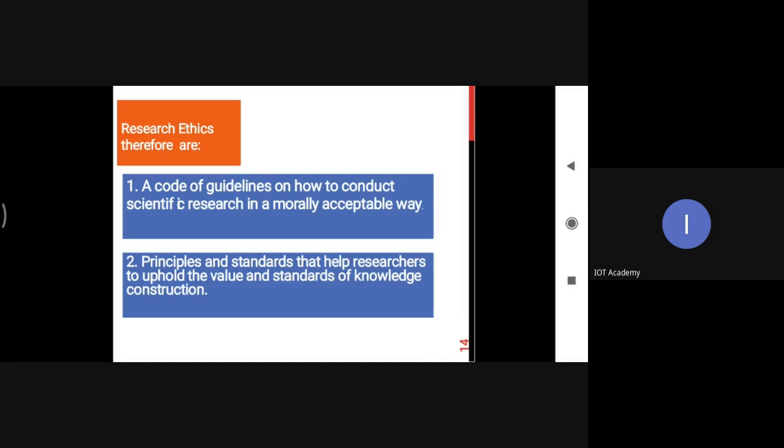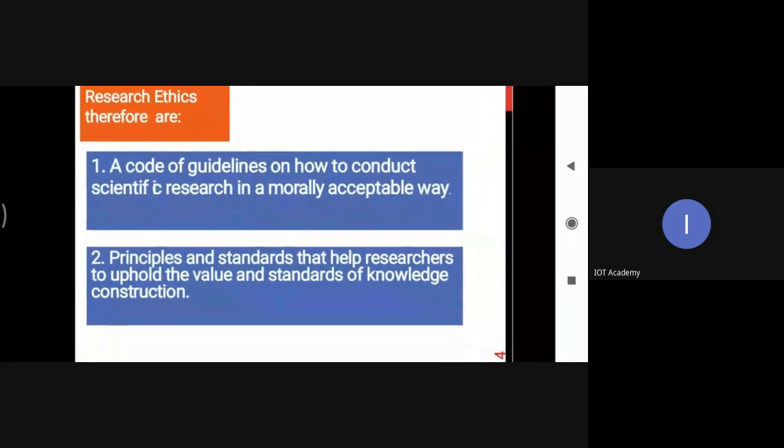So it says that research ethics is the code of guidelines, and it all relates to the principles and the standards that help researchers uphold the value and the standards of knowledge construction. Now, when we are talking about principles and standards, naturally these principles are always established to be followed. However, when we become unethical, these standards are set aside. At times, people cheat, people are fraudsters, they manipulate things for their own benefit. However, that is what ethics talks about.